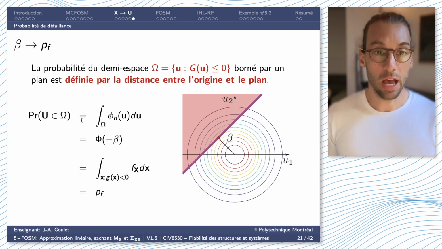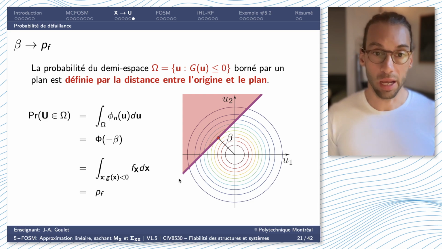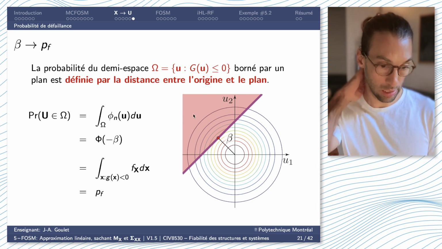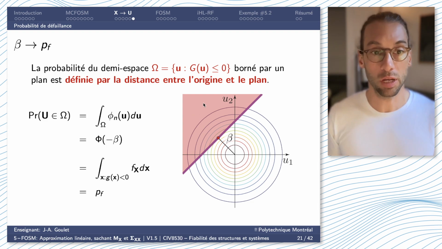So knowing that we have omega, which is our failure domain, in the standard normal space this is the pink area: all the values u such that g of u is less than or equal to 0. We're going to assume that the failure domain is bounded by a plane, or in a larger dimension by a hyperplane. We can say that the probability that u belongs to this failure domain, from an explicit standpoint, we can express as the integral of the joint standard normal PDF over the domain omega.